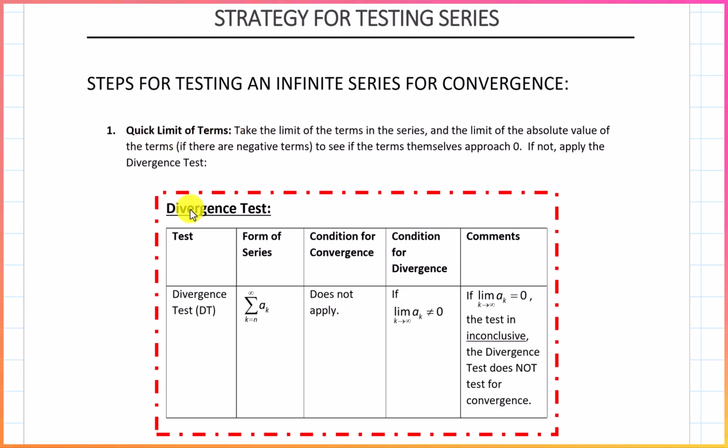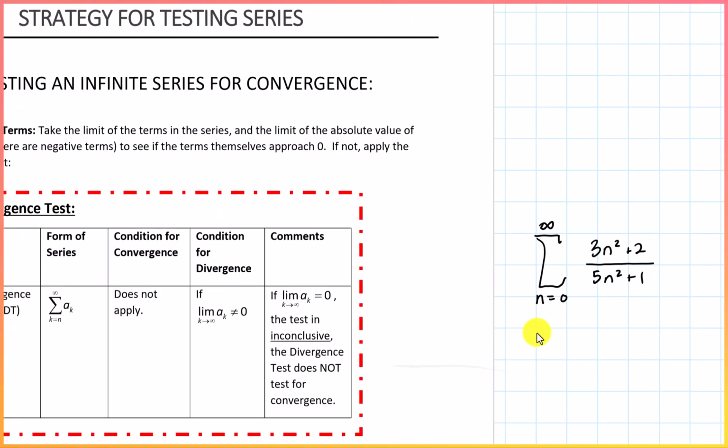That's because the divergence test tells us that if the limit of the terms in the series does not equal 0, then we are divergent. That's a quick thing that we should always do, whether we do it in our heads or actually write something down. We should always test to make sure that the limit of the terms is approaching 0, because if it approaches 0, then this test is inconclusive and we move on. So let's just look at a quick example.